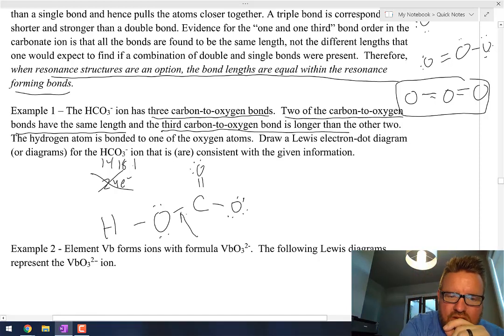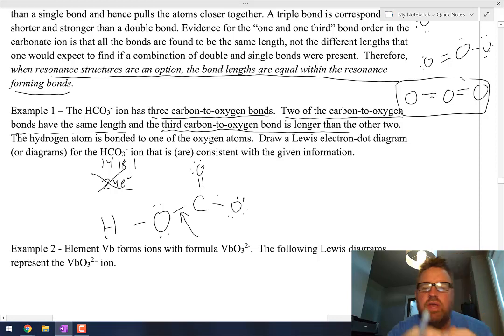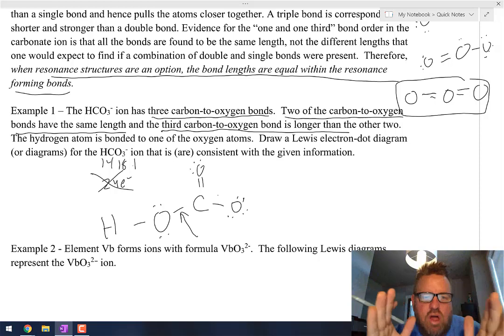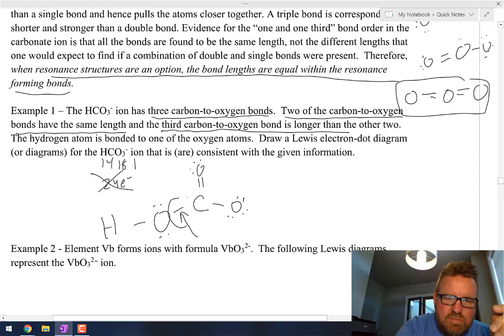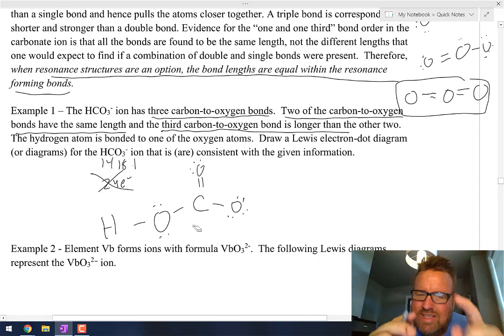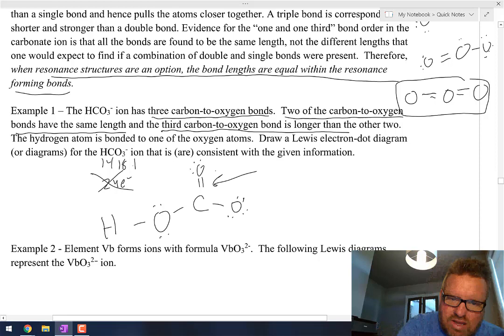Now, why is this carbon-oxygen bond longer? Because single bonds are longer than double bonds, and double bonds are longer than triple bonds. Triple bonds are the shortest. So why is this bond here longer than the other 2? Because this and this are not single bonds. It's like they're bond and a halves in both spots. Okay?